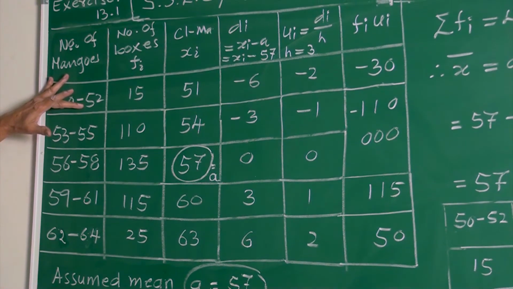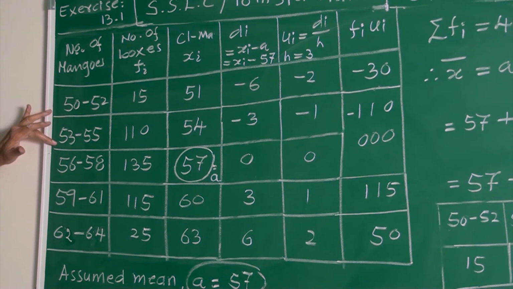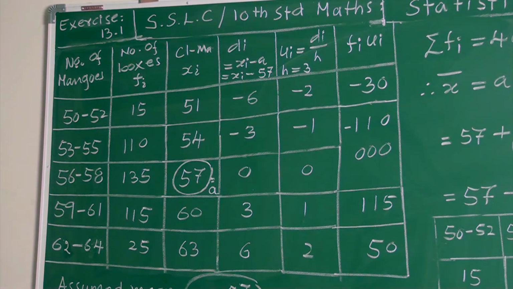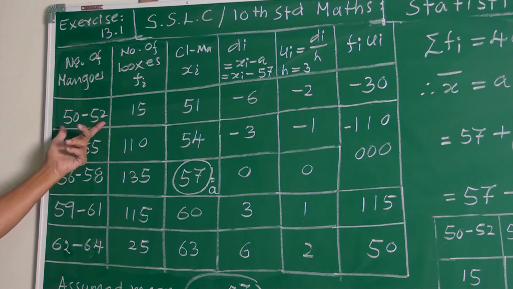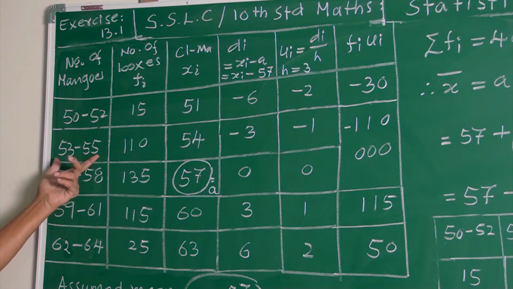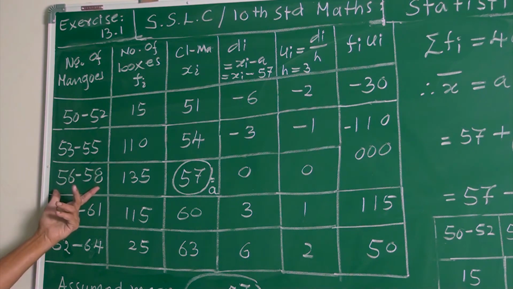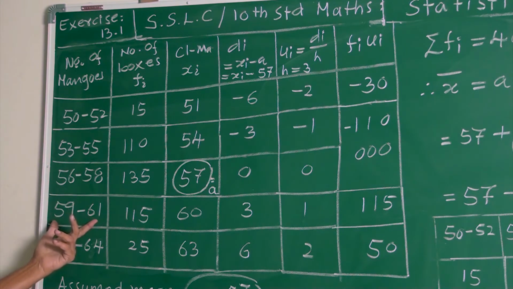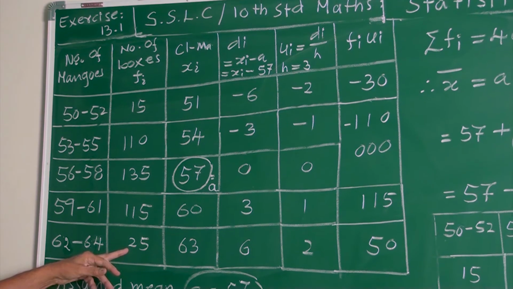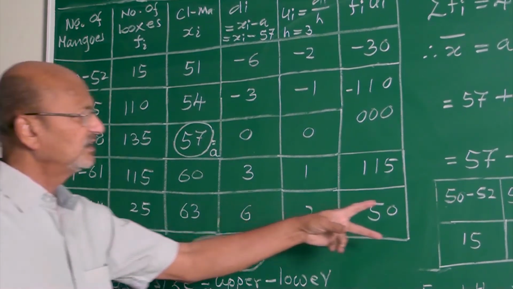The upper limit of the first class is not the same as the lower limit of the next class. No, they are different in this case, my friends. A box which contains mangoes around 50 to 52, there are 15 boxes. 53 to 55, 110 boxes. 56 to 58, 135 boxes. 59 to 61, 115 boxes. A box containing 62 to 64 mangoes, the number of boxes is 25. These two are given.